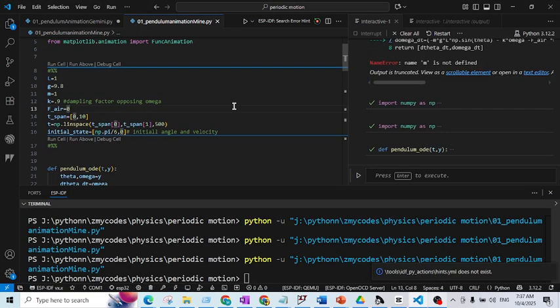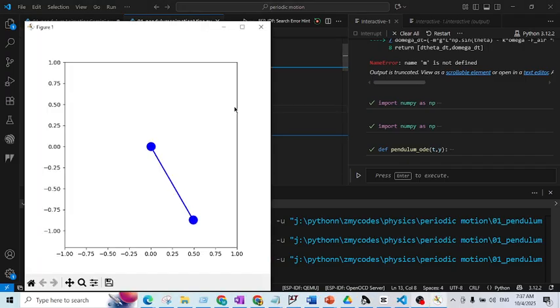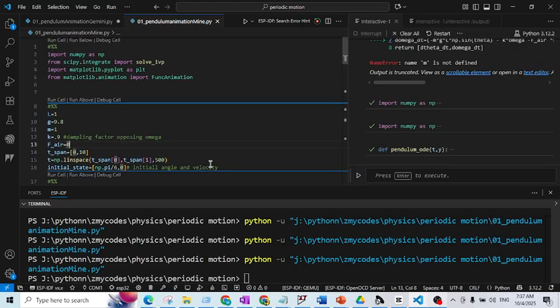Okay, so let me run this code. It's a code for simulation of a pendulum with damping. So for damping, it's gradually slowing down. So how have I done this?